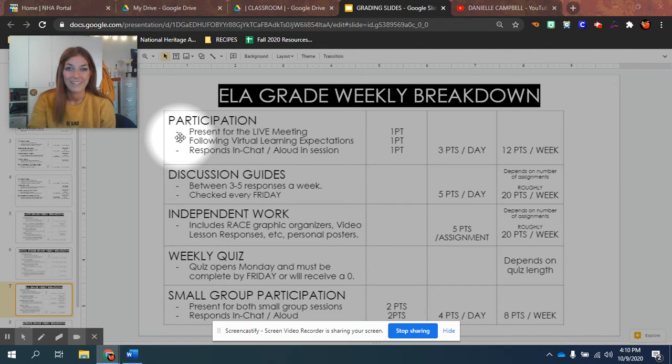The next grade I'd like to get into for English are your weekly discussion guides. In Unit 1, we talked about individual texts and passages, but as we move into Unit 2 and we talk about novel studies, each week we are going to be reading pages in our novels and we will be answering discussion guide questions live in whole class discussion.